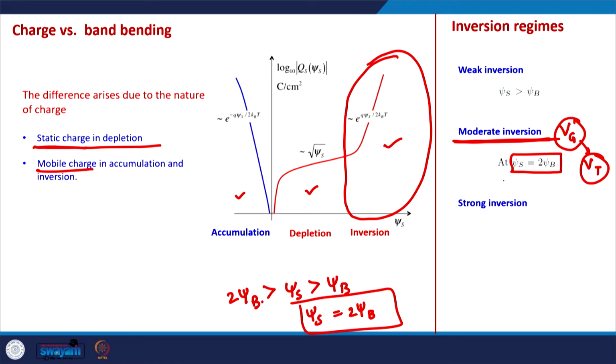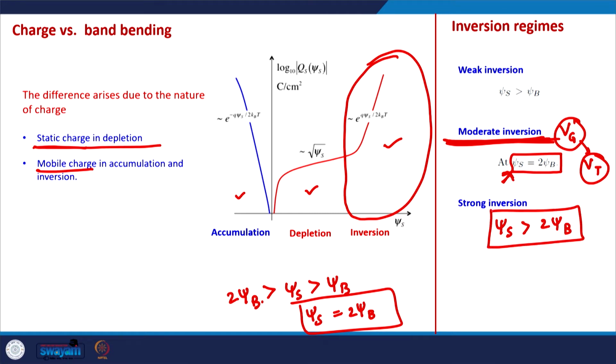But even at this point, the mobile charge or the inversion charge is still not too much. It is just comparable to the depletion charge at the interface per unit area. That's why it is known as the moderate inversion, because even at this point the depletion charge is quite significant in the semiconductor, and at the interface the mobile charge is just equal to the depletion charge per unit area, and the strong inversion happens when psi s is slightly more than 2 psi b.